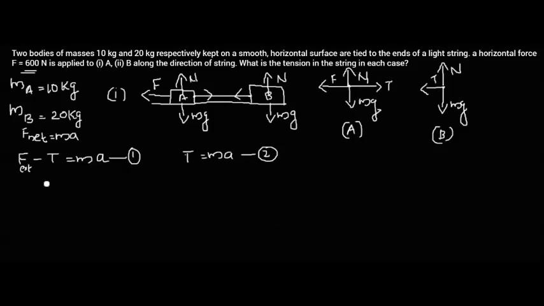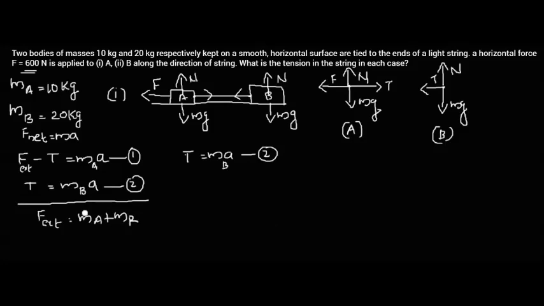Okay. Now add equation number 1 and 2. This is MA and this is MB. This is equation number 2. And when I am adding these two equations, this T will get cancelled and I will get the external force F is equal to (MA plus MB) into A.